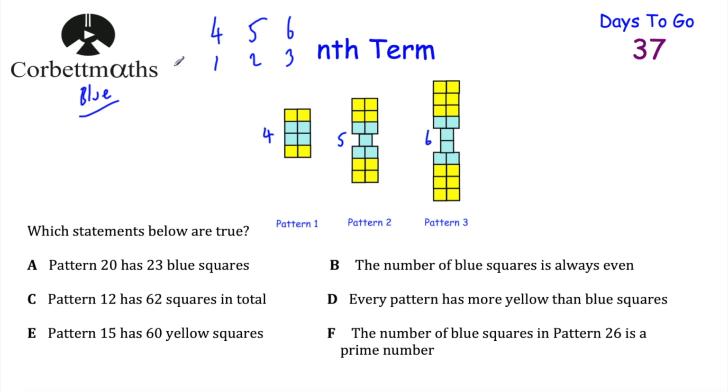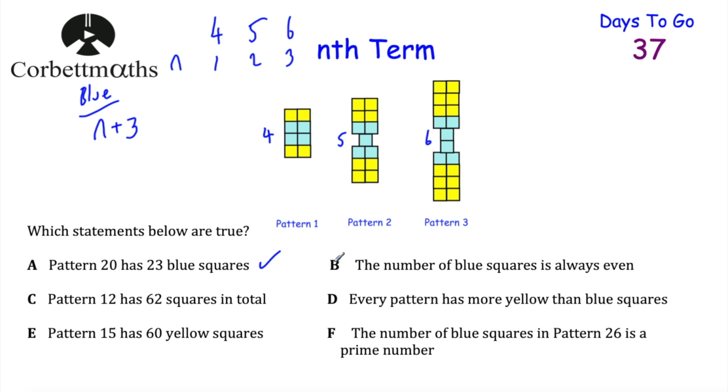Now we could write 1n, but instead of writing 1n, I'm just going to write n. And then we would add 3, add 3, add 3. So the number of blues in pattern n would be n plus 3. That means that if we wanted to find out how many blues are in pattern 20, we would do 20 plus 3, which is equal to 23. So that's true. So yes, that one's true.